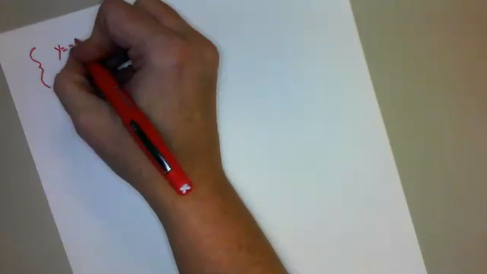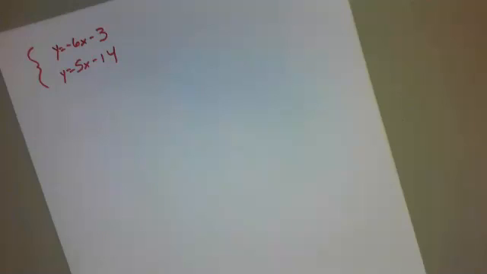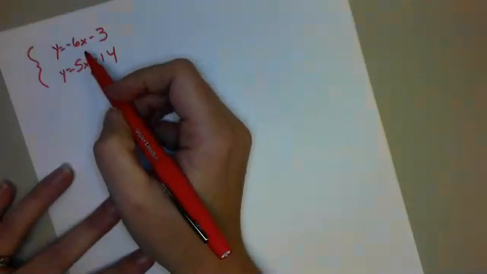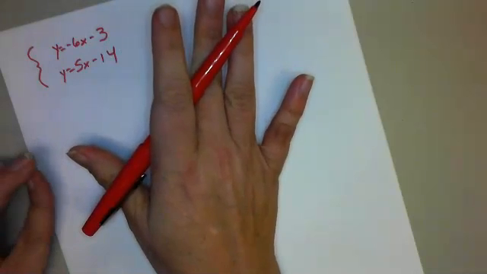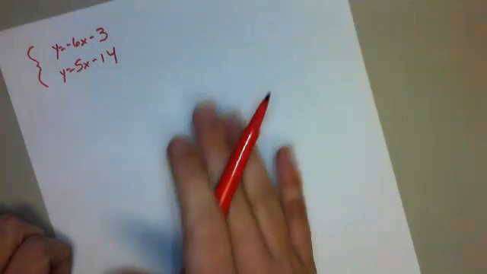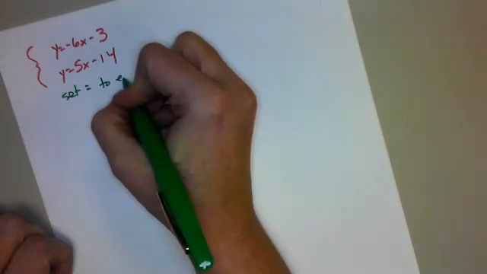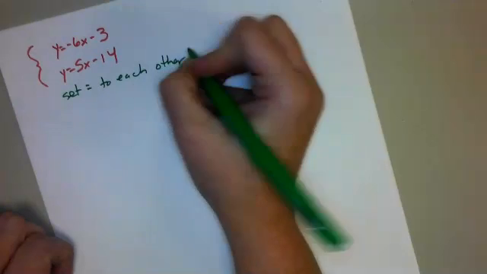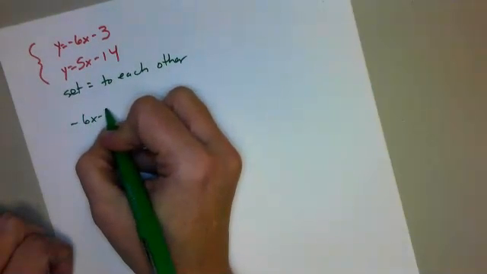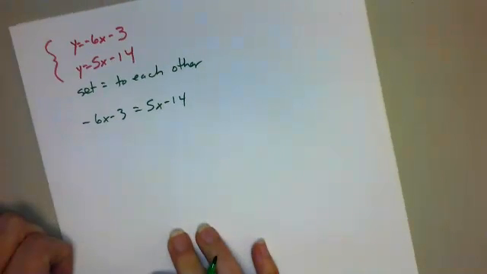y equals negative 6x minus 3, and y equals 5x minus 14. Now, the good news about this problem, since we have to isolate the variable so we can plug it in, is that the y's are isolated in both of these problems, which means we can set them equal to each other. So I'm going to take negative 6x minus 3 and set it equal to 5x minus 14. Now I'm just solving.